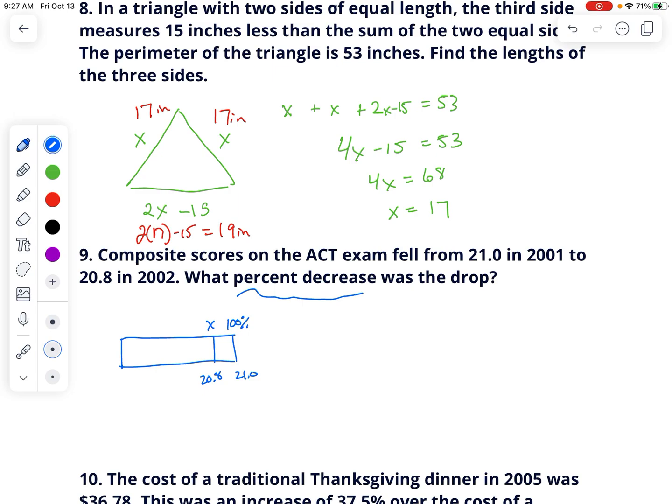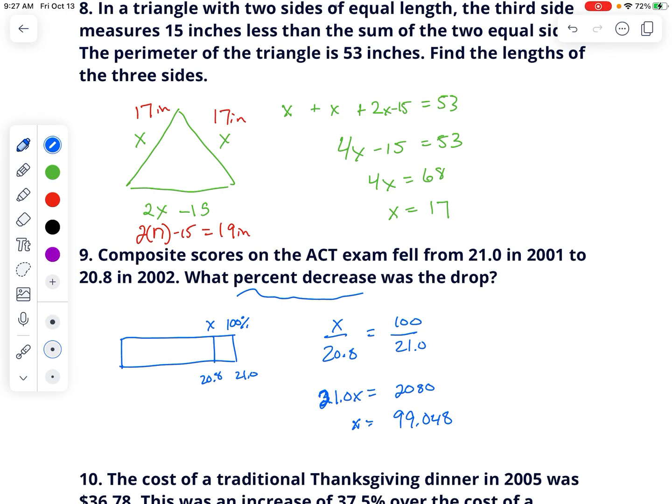So we're going to find out x, but actually x will not be our answer because we want to know how much we're subtracting from 100. So we'll do x over 20.8 equals 100 over 21. So when I multiply here to get rid of those denominators, and then I'm going to have to divide here, my x is 99.048.